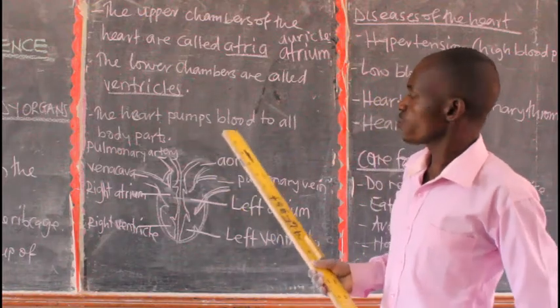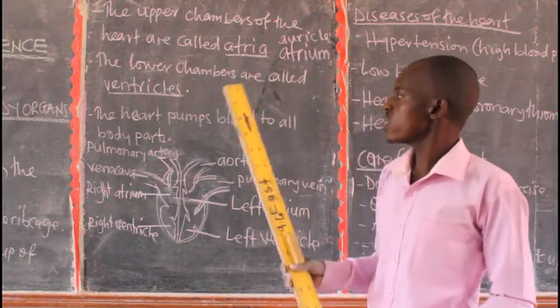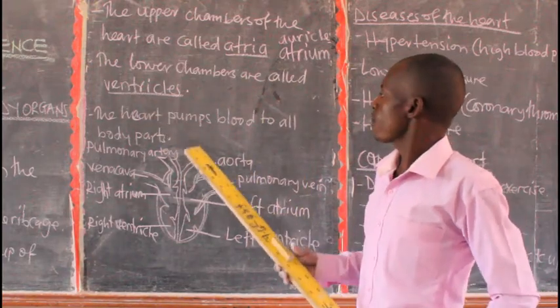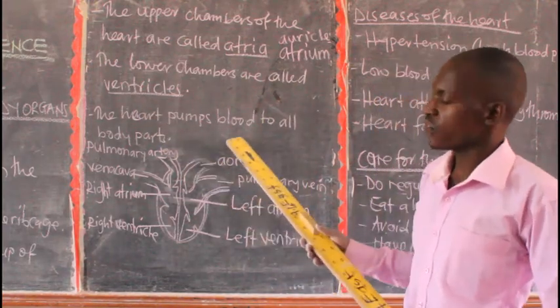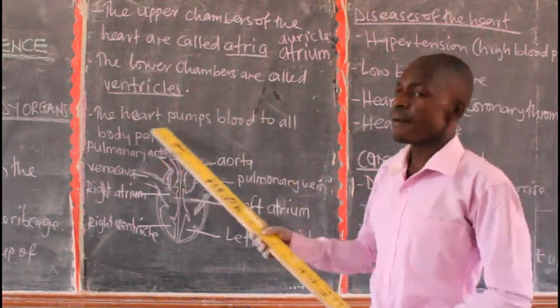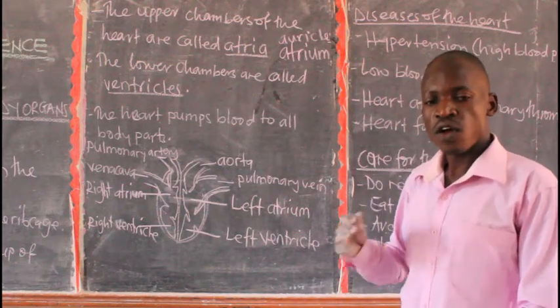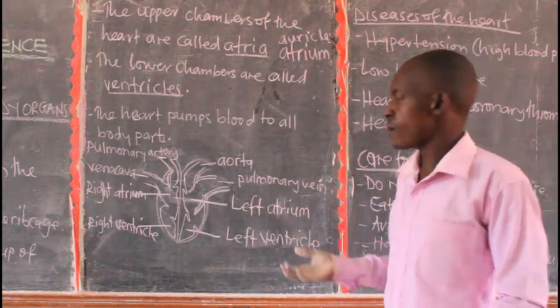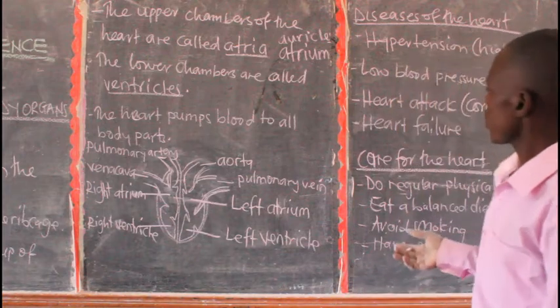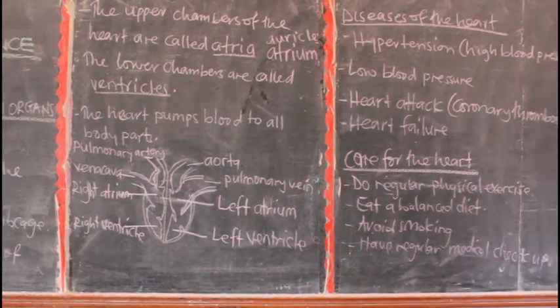Now, what's the importance of the heart in our body? The importance of the heart is to pump blood to all body parts. When blood comes into our heart, it's the work of the heart to pump the blood to all our body parts. Let's look at some of the diseases of the heart.